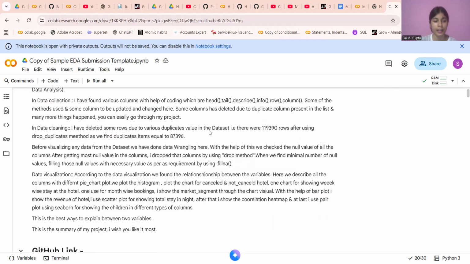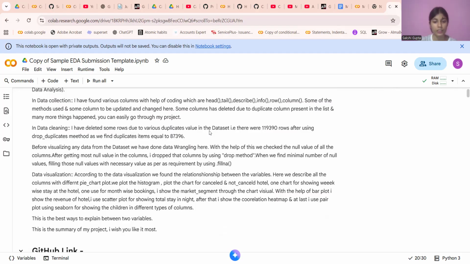In data cleaning, I have deleted some rows due to the various duplicate values in the data set. That is, there are 1,90,319 rows. After using the drop duplicate method, as we find duplicate items, the count is equal to 87,396. Before visualizing any data from the data set, we have done data wrangling here.